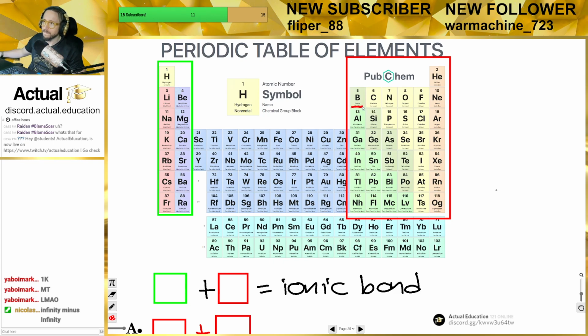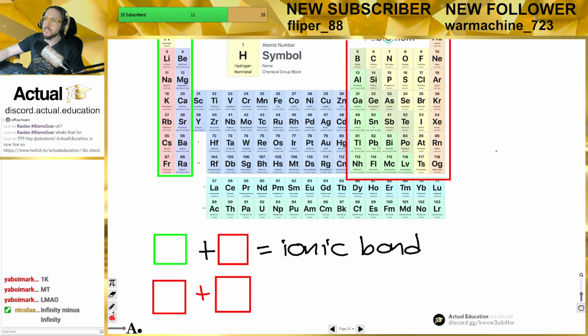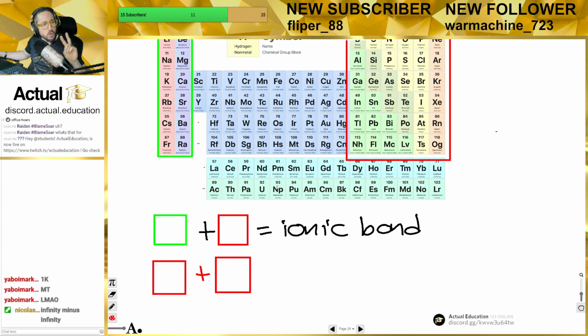In general, if you have two elements from the red side and they're bonding together, this is what we're gonna call a covalent bond. Okay.